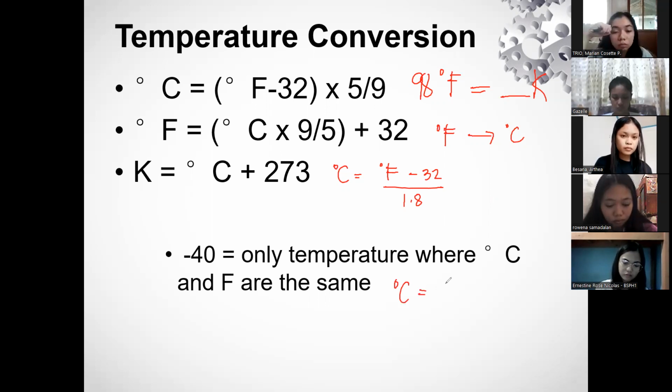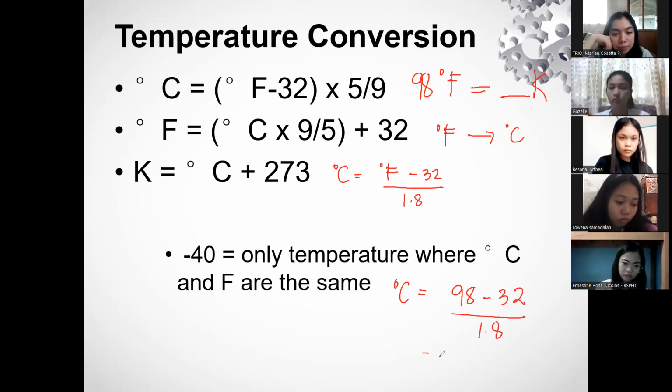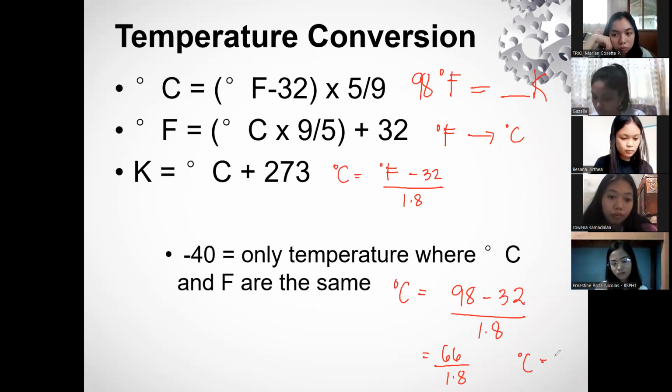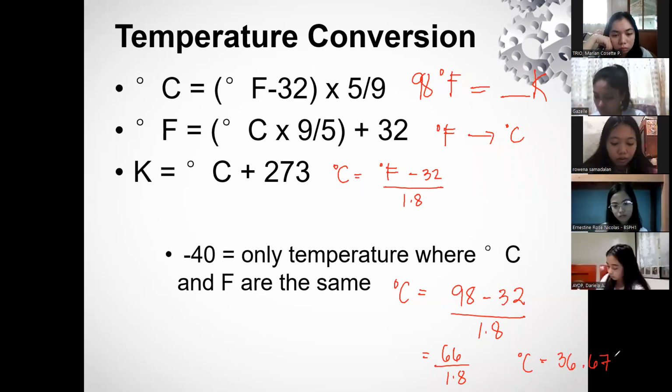So degrees Celsius is equal to 98 minus 32 divided by 1.8. So let's do the math. 98 minus 32 is 66, divided by 1.8 is 36. I'll just round it off to 2 decimal places, 36.67. Again, this is degrees Celsius.